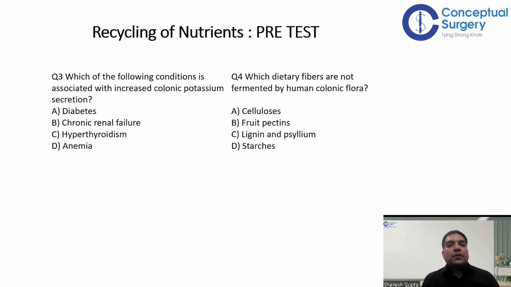Question number 3, which of the following conditions is associated with increased colonic potassium secretion? In which condition does the colon secrete more potassium into the lumen? Diabetes, chronic renal failure, hyperthyroidism, or anemia. Question number 4, which dietary fibers are not fermented by human colonic flora? Celluloses, food pectins, lignin, or psyllium starch.